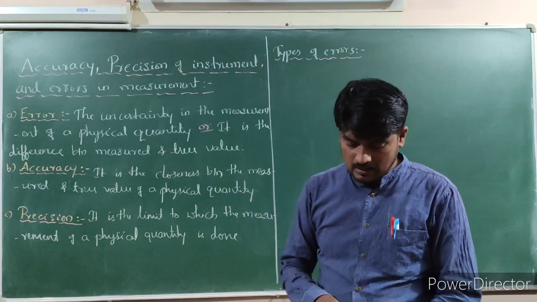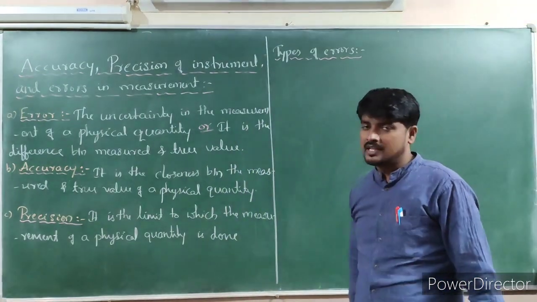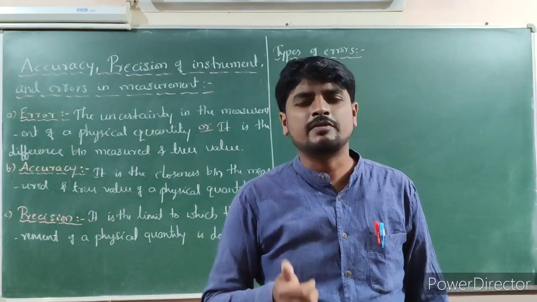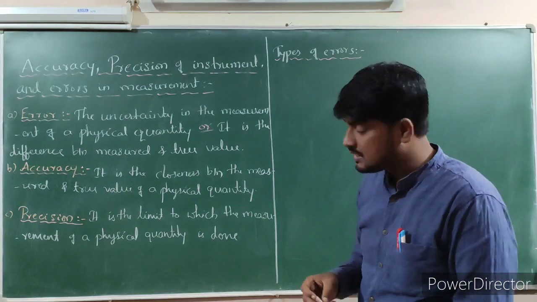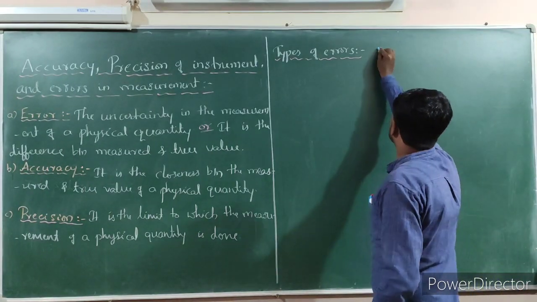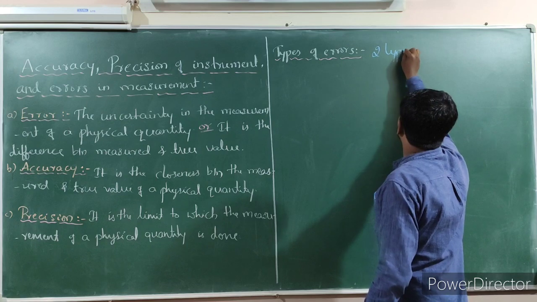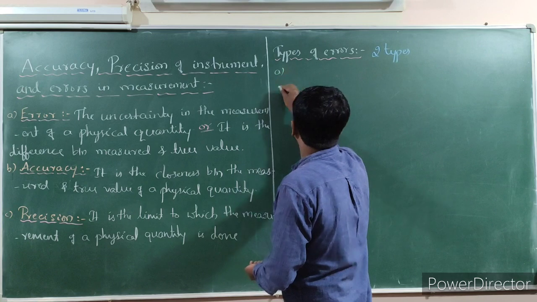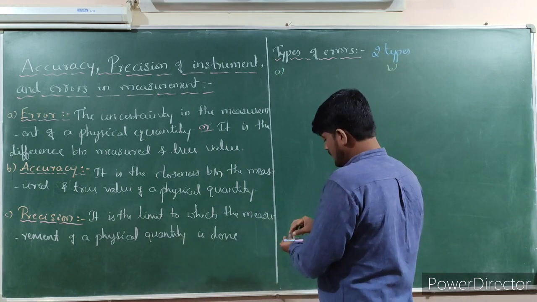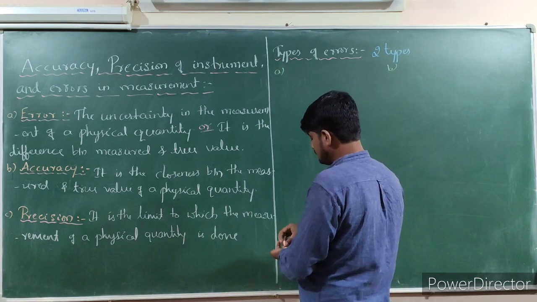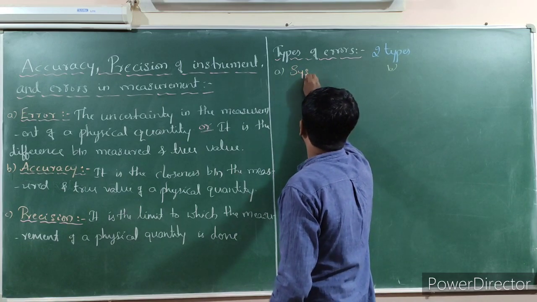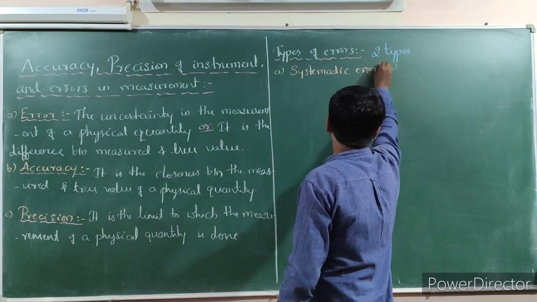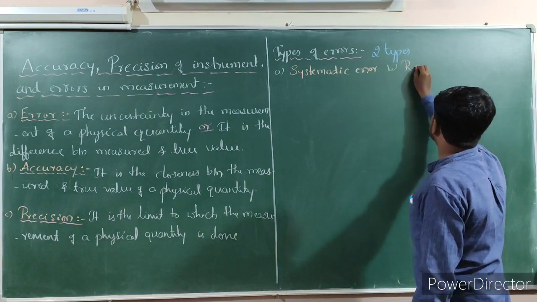Now, after studying all these things, let's go to the next topic, that is types of error. How many types of errors are there? There are two types of errors. If I name them A and B: A is systematic error, B is random error.